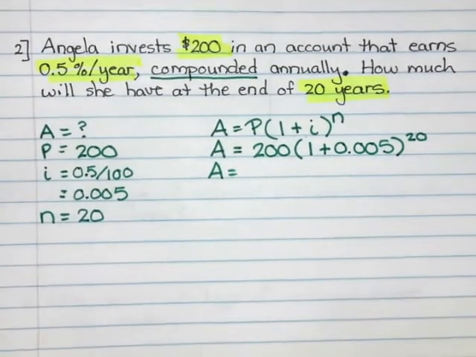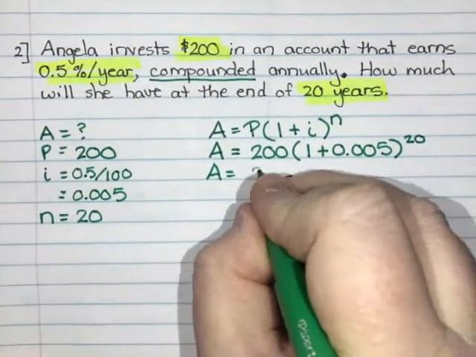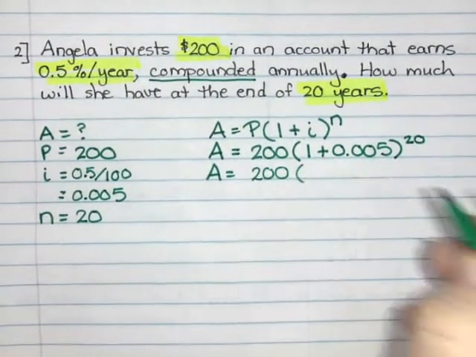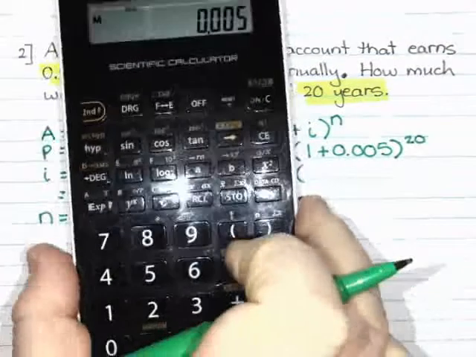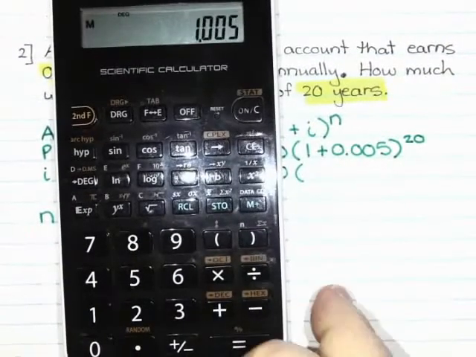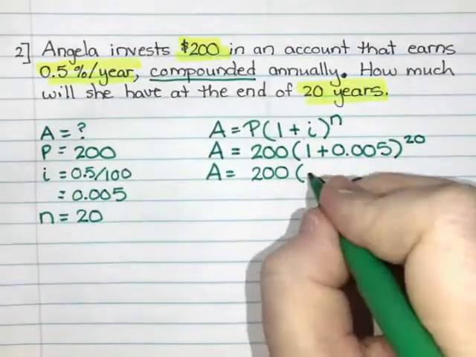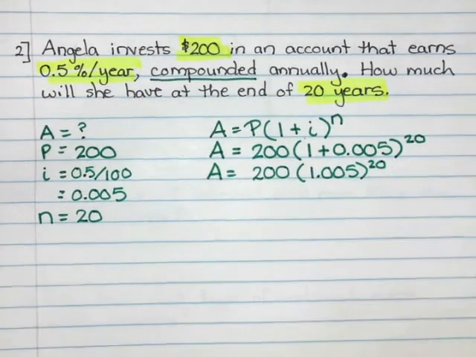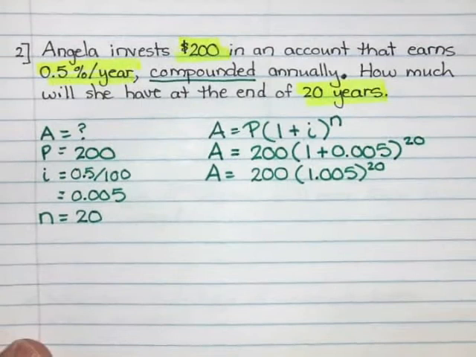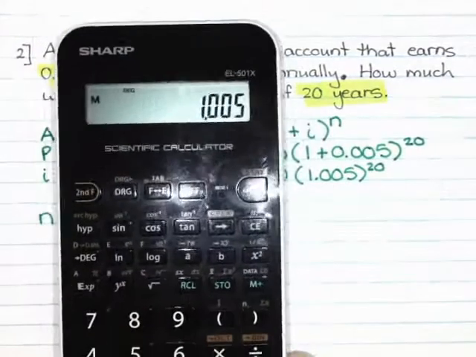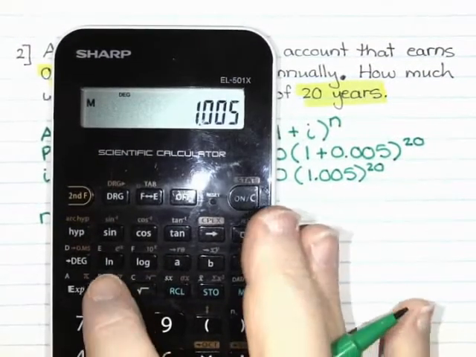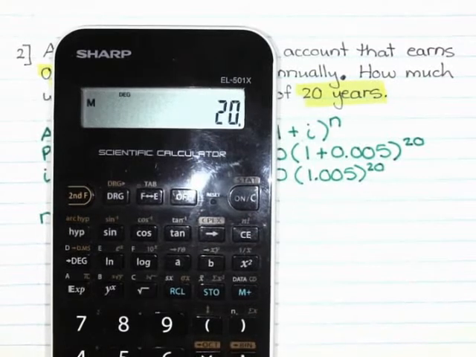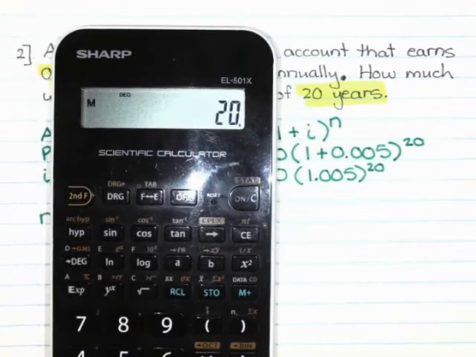Okay, so BEDMAS says you start with your brackets. So I'm going to start by adding those two things together in my bracket. If I take 0.005 and add 1, I get 1.005 to the power of 20. Now, the next thing we should do is our exponent. So I'm going to take 1.005, raise that to the power of 20 using my exponent button. If you don't have an exponent button, you are going to have to multiply 1.005 times itself 20 times.